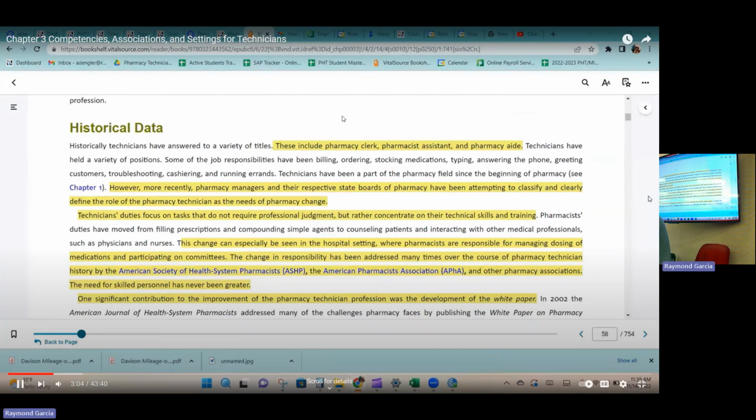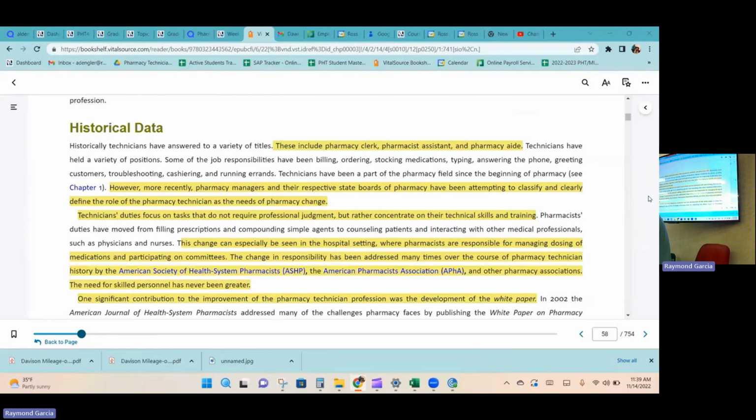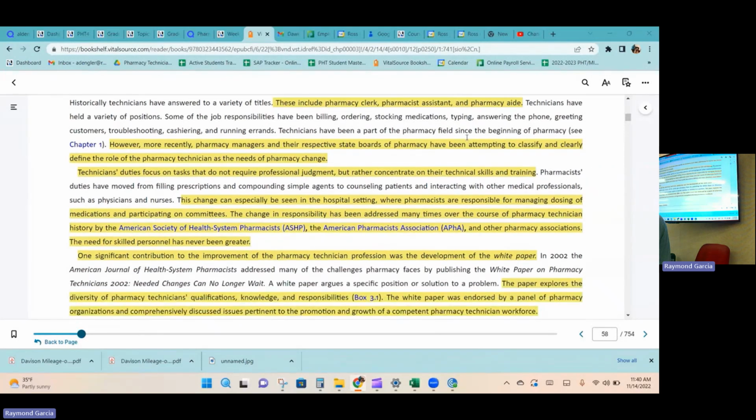Technicians' duties focus on tasks that do not require professional judgment, but rather concentrate on their technical skills and training. Pharmacist duties have moved from filling prescriptions and compounding simple agents to counseling patients and interacting with other medical professionals such as physicians and nurses. This change can especially be seen in the hospital setting where pharmacists are responsible for managing dosing of medications and participating on committees. The change in responsibility has been addressed many times over the course of pharmacy technician history by the ASHP, the APHA, and other pharmacy associations. The need for skilled personnel has never been greater.